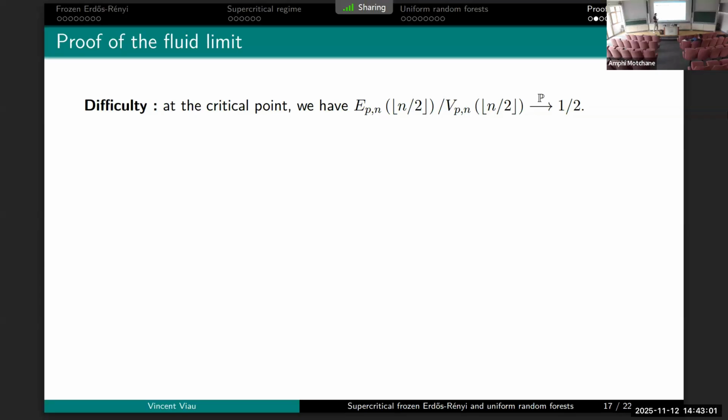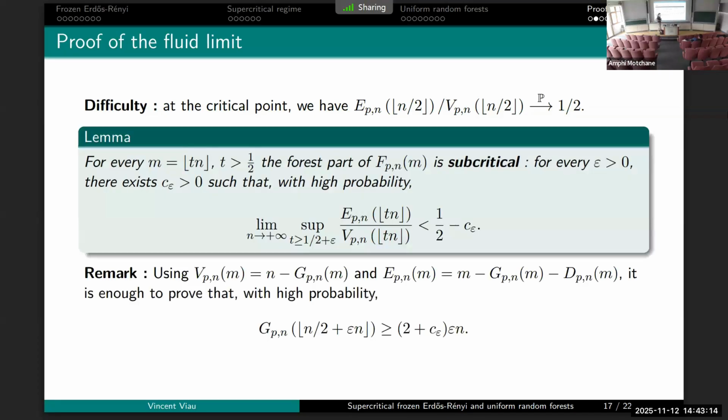So what we need to do is to prove some technical results, which say that if you do not look at time 1/2, but at time 1/2 plus a small epsilon, what you have is a subcritical forest. What we proved is that for every small epsilon, if you look at time 1/2 plus a small epsilon, the forest part of your graph is subcritical. That means that the ratio of the number of edges over its number of vertices in the forest is less than 1/2 minus a small positive constant.